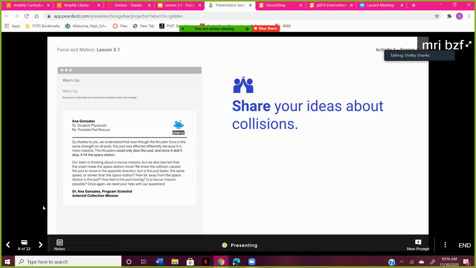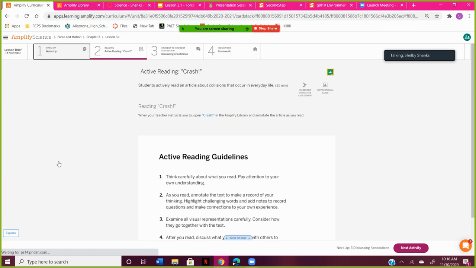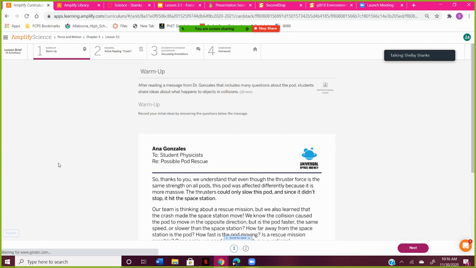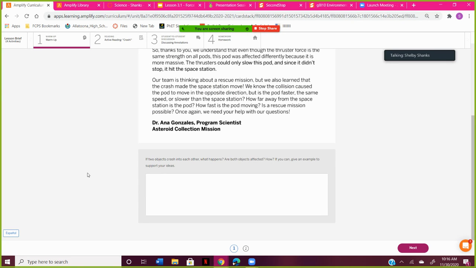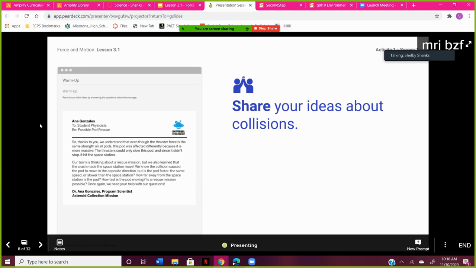Once you get done with that, once you click hand in, let's go ahead and share some of our ideas about collision. In that warm-up, the question it was asking you was, if two objects crash into each other, what happens? Are both objects affected? How? And if you can, give an example to support your ideas. If two objects crash into each other, what happens? You can either unmute yourself or type it in the chat. We're just sharing our ideas and our answers to that warm-up question.